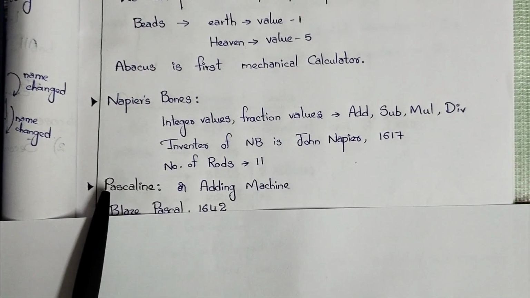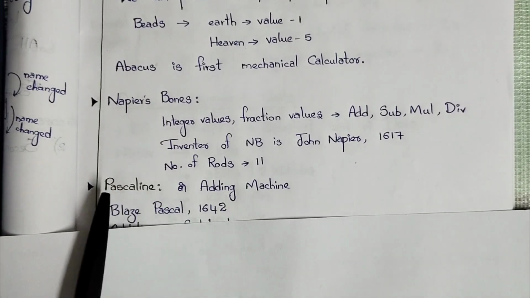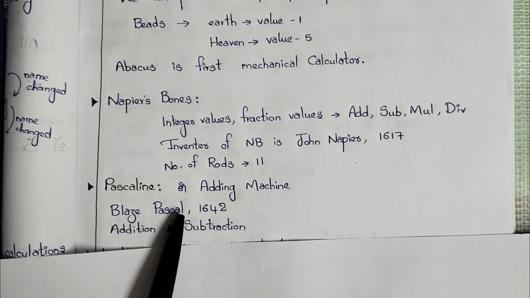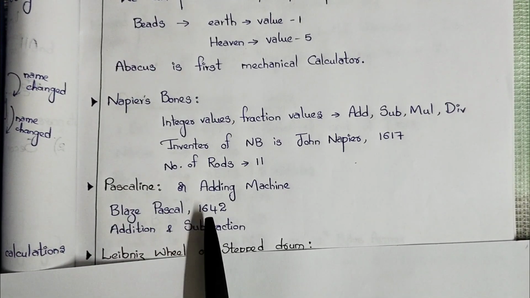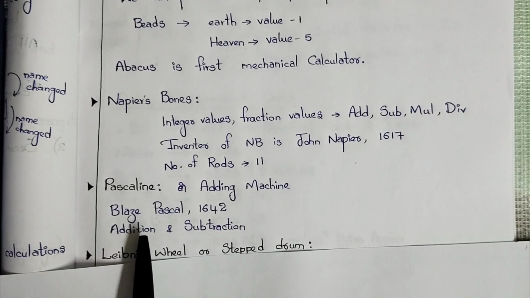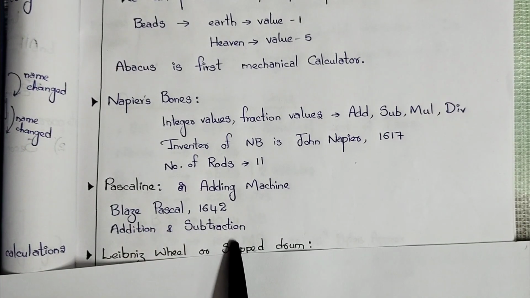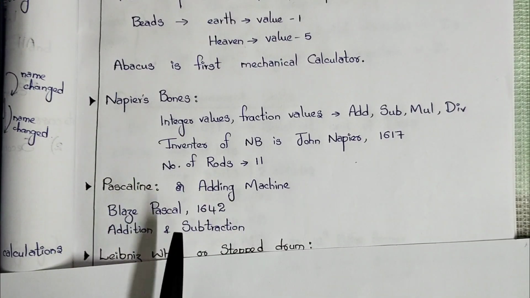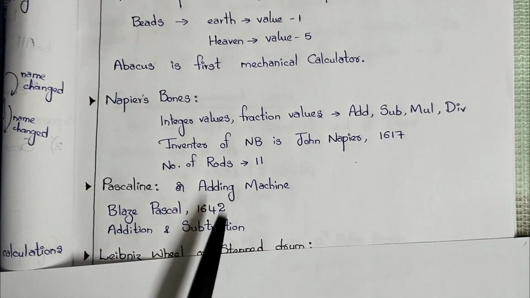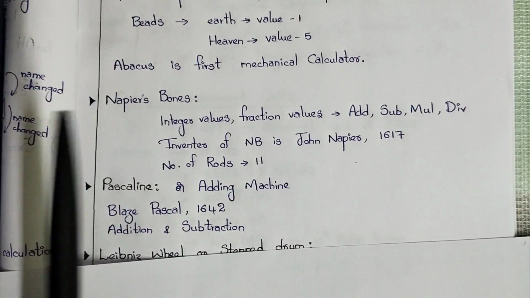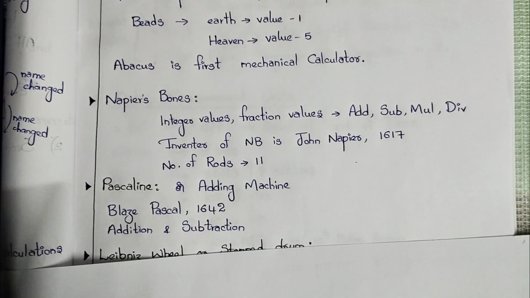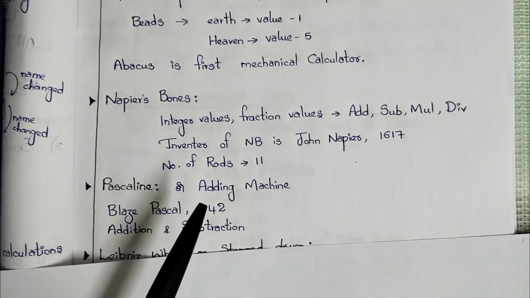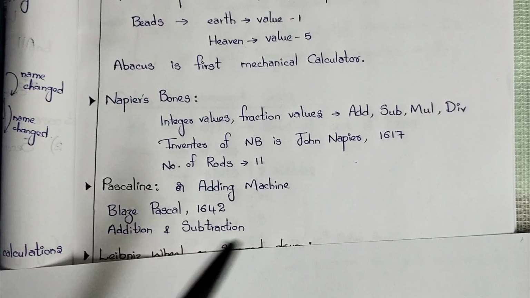Next we are going to learn about Pascaline. Pascaline is also called the adding machine, and Blaise Pascal invented this Pascaline in the year 1642, and we can only perform addition and subtraction. So Pascaline is the first machine where we can perform addition and subtraction. Napier bones and abacus are not machines. Pascaline is considered the first machine for addition and subtraction.